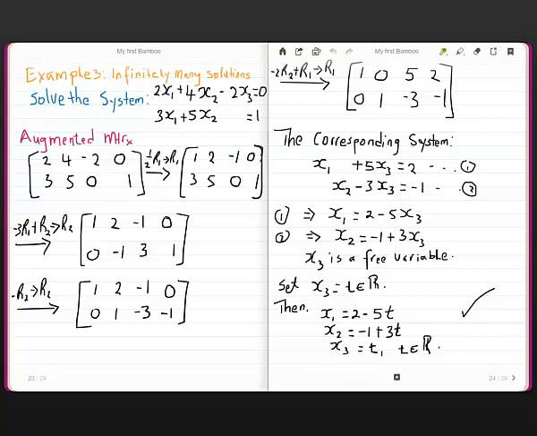So the corresponding system is x1 plus 5x3 equals 2, x2 minus 3x3 equals 1. We see that x3 would be a free variable. So I solve for x1 and x2 in terms of x3. x3 being a free variable, I set that equal to some parameter t, which has to be a real number. And my parametric system of solutions would be x1 equals 2 minus 5t, x2 equals negative 1 plus 3t, and x3 equals t, with emphasis that t has to be a real number.